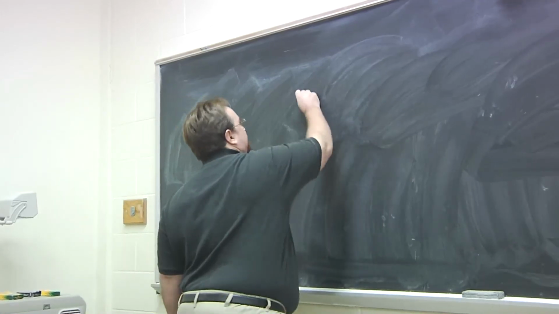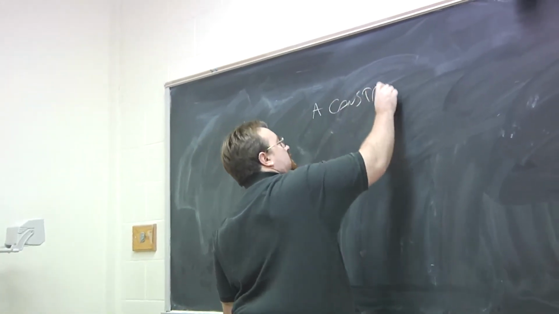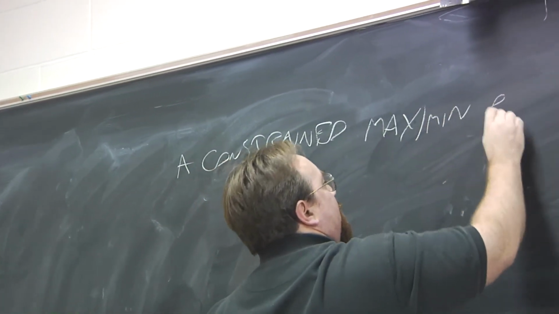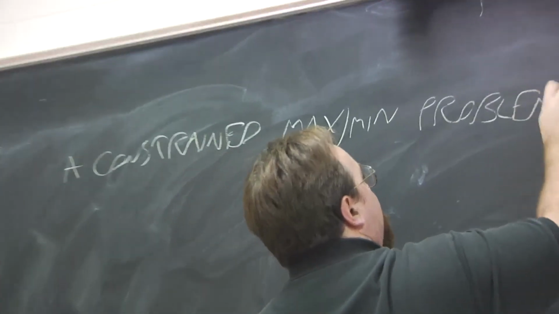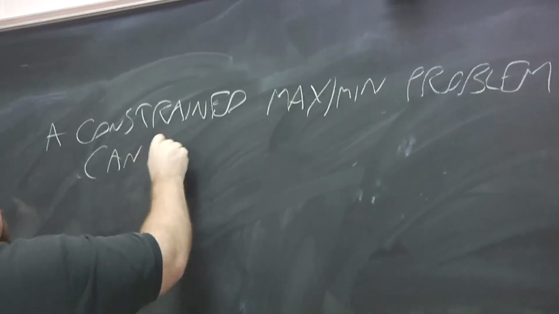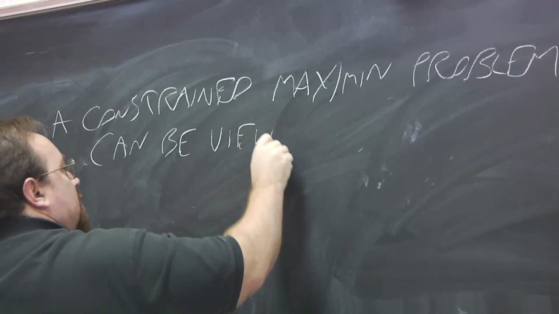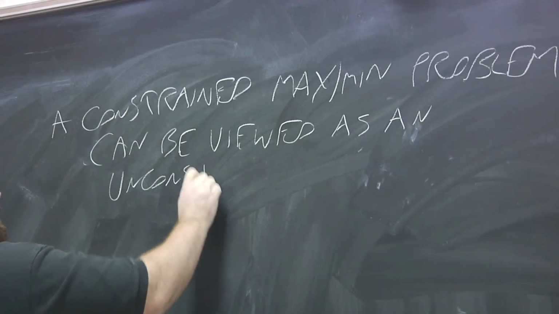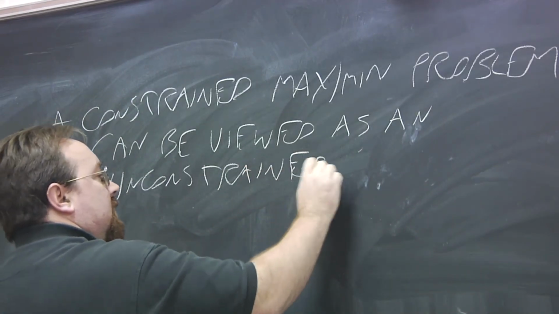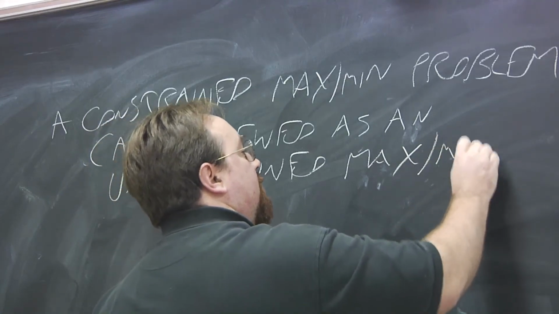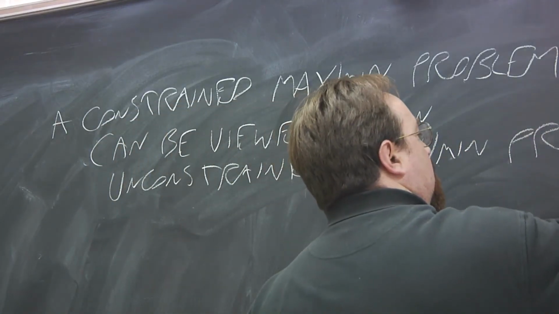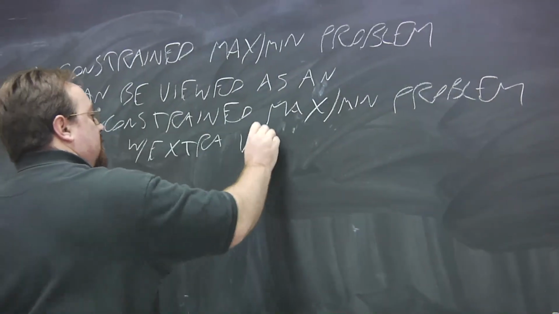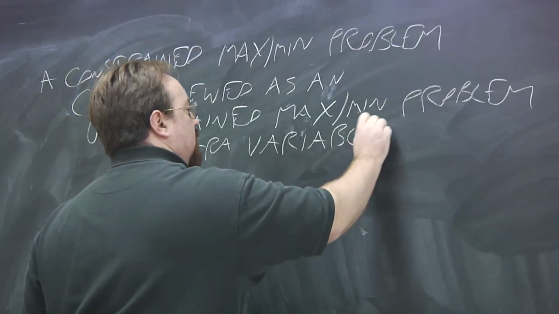A constrained max min problem, so one that requires Lagrange multipliers, can be viewed as an unconstrained max min problem, except that you have extra variables. Okay.